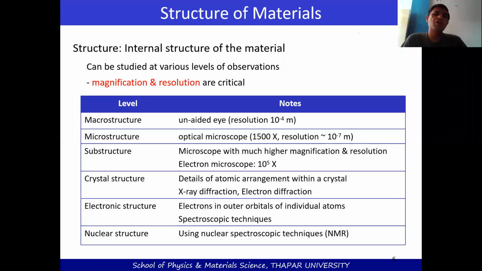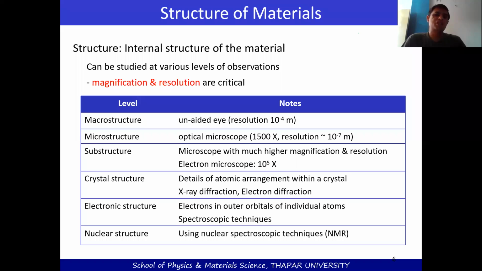So we will frequently refer to the microstructure and substructure in our study. Remember, microstructure has a micron scale, substructure has a submicron scale, typically an angstrom. Microstructure can be revealed with the help of an optical microscope, while substructure can be revealed with an electron microscope.